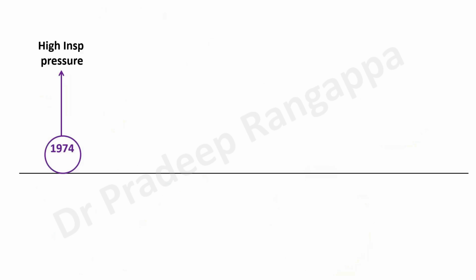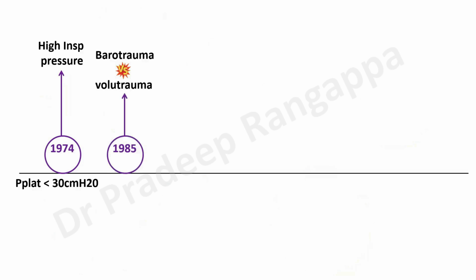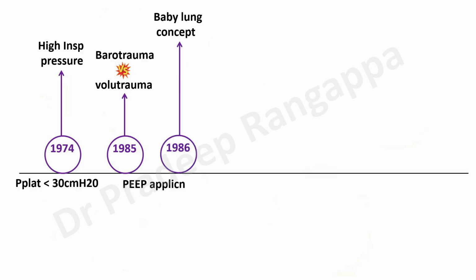So in 1974, the whole concept of high inspiratory pressure came in, and then there was a concept that P plat should be maintained less than 30 centimeter of water. In 1985, the whole debate was, initially our whole thought was barotrauma causes more harm to the lungs. In 1985, the concept of volutrauma came. That is where the emphasis shifted from barotrauma to more of volume causing injury, and we have discussed on this.